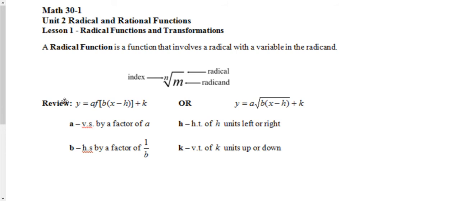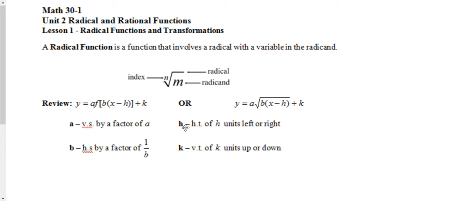Just as a quick review, here's our transformation equation right here, where you have A, B, H, and K being all your transformations. A is still your vertical stretch by a factor of A. B is still your horizontal stretch by a factor of 1 over B, meaning you have to pull it out. Once you pull it out of the equation, you're going to reciprocate your B value. H is still your horizontal translation, and K is going to be your vertical translation. So you're moving things up and down with K, left and right with H.